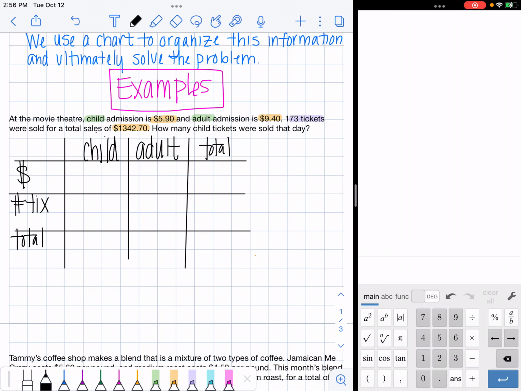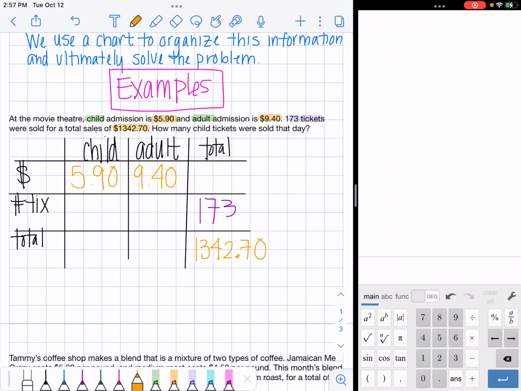Okay, so we're going to fill in the information that they have. It tells us at the movie theater, child admission is $5.90, and adults cost $9.40. 173 tickets were sold total, so I write the total number of tickets to be 173, and my total sales, which means number of tickets times the price of all the tickets, is equal to $1,342.70.